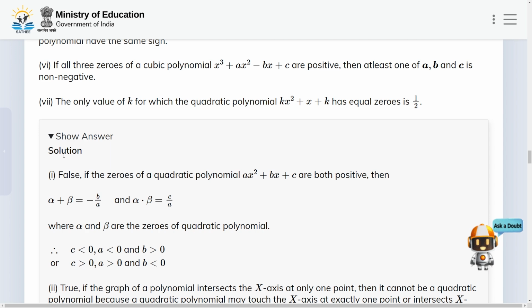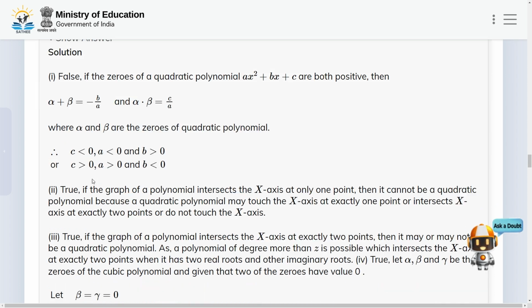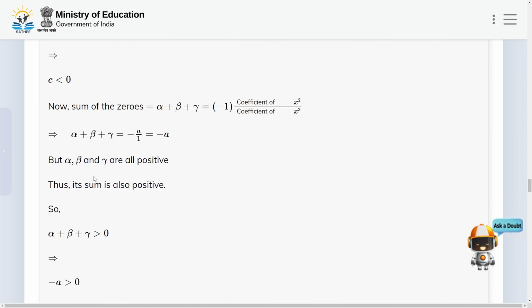Okay, and now let us see the seventh statement. So in the seventh statement here we have, the only value of k for which the quadratic polynomial kx square plus x plus k has equal zeros is 1 by 2. Okay, so now let us see the answer.